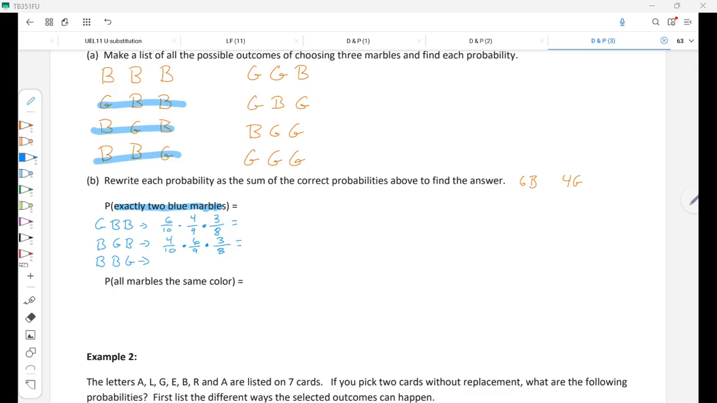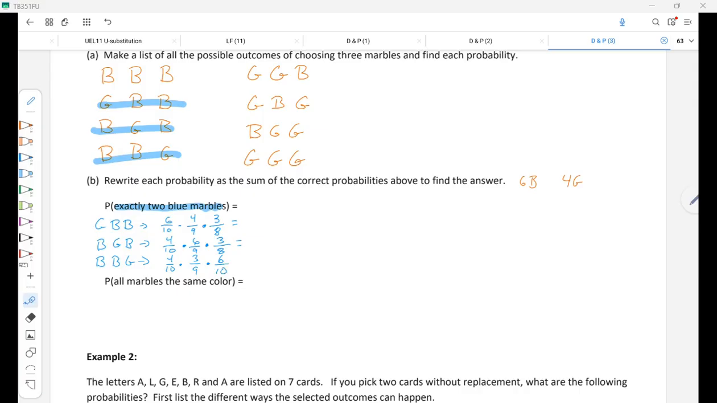And then last but not least, B, B, G. Now I'm starting out with blue, so that's 4/10. I have a blue in my hand, and I want to get another blue. That's 3/8, or sorry, 3/9. I was looking up. And then the green, I haven't taken any greens out, so I still have all 6 of them.